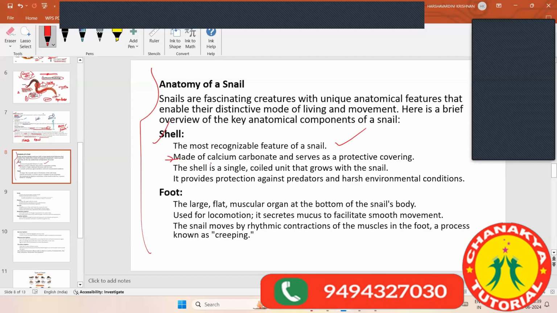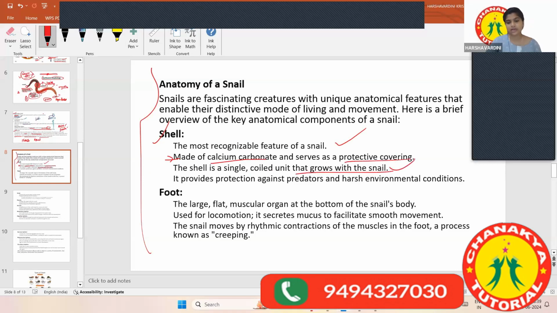The shell is made up of calcium carbonate. So our teeth are also made up of calcium carbonate, right? I think so. I don't know. And it serves as a protective covering, obviously. The shell is a single coiled unit that grows with the snail. When the snail grows, the shell also grows. That's really a miraculous thing.